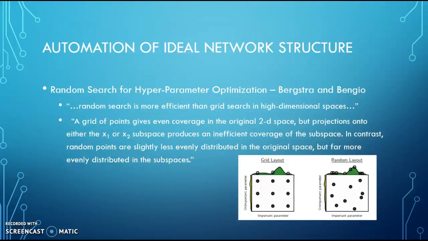One paper was referenced as containing preferred alternatives to a simple grid search, Random Search for Hyperparameter Optimization by Bergstra and Bengio. The paper found that random search is more efficient than grid search in high-dimensional spaces. The graphic shows how a traditional grid search provides even coverage of the multidimensional space but leaves large gaps on the subspaces. Applying this technique to the layer sizes and regularization factor of a deep network is advisable.